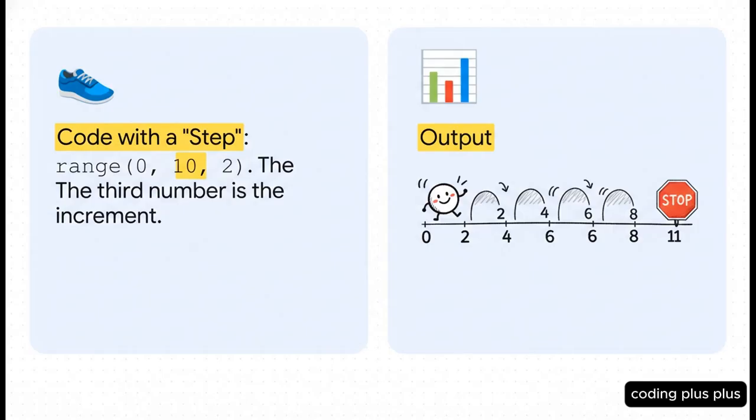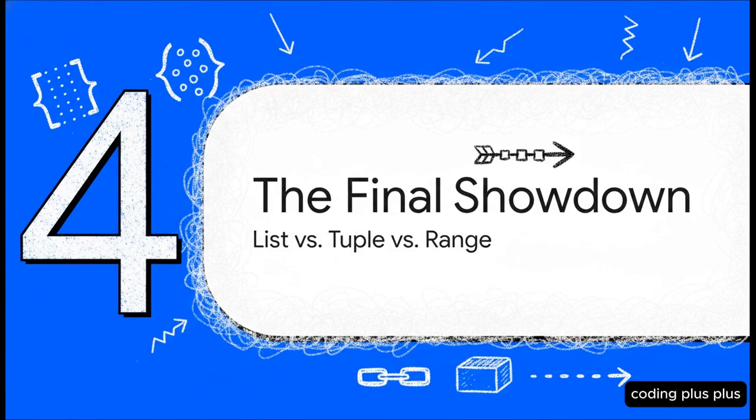But range has another cool trick up its sleeve. You can give it a third number, which we call the step. So in this example, range(0, 10, 2) means start at 0, stop before 10, but count up in steps of 2. And just like that, you get a perfect sequence of even numbers, 0, 2, 4, 6, and 8. Okay, we have met all three of our sequence types.